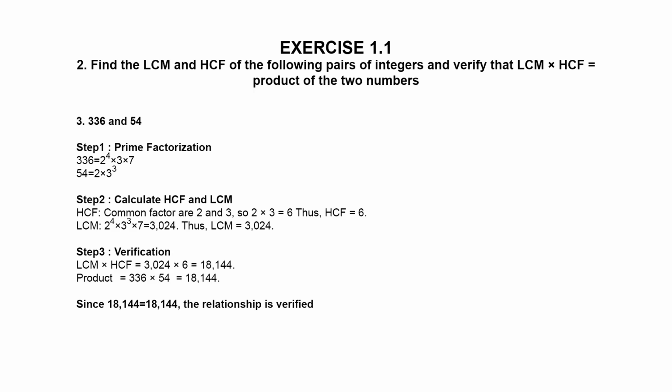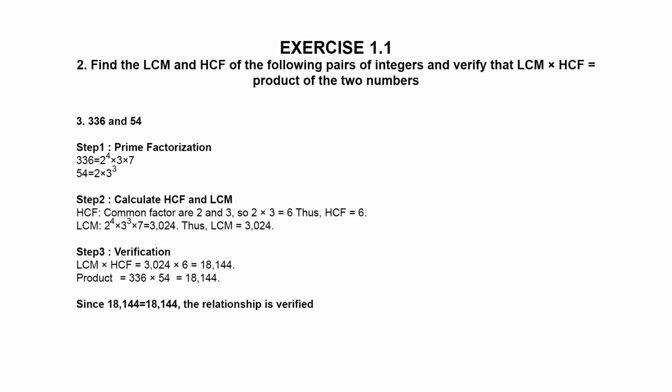Step 2. Calculate HCF and LCM. HCF, common factor are 2 and 3. So 2 into 3 is equal to 6, thus HCF is equal to 6. LCM, 2 power of 4 into 3 cube into 7 is equal to 3024. Thus, LCM is equal to 3024.